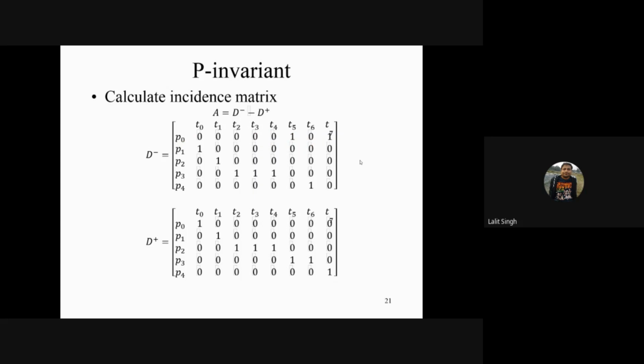Reachable states means we see whether from one state I am able to reach another state. So I have to first calculate the incidence matrix with the formula A equals D minus D plus. Now let us see what D minus is. D minus represents how many arcs are terminating at a particular place.